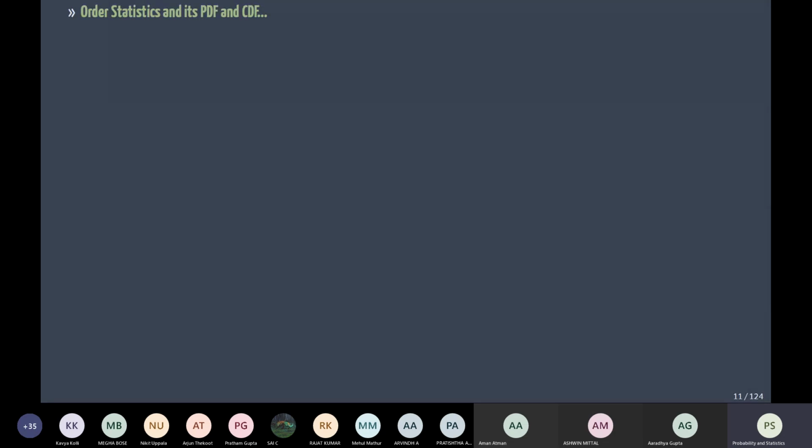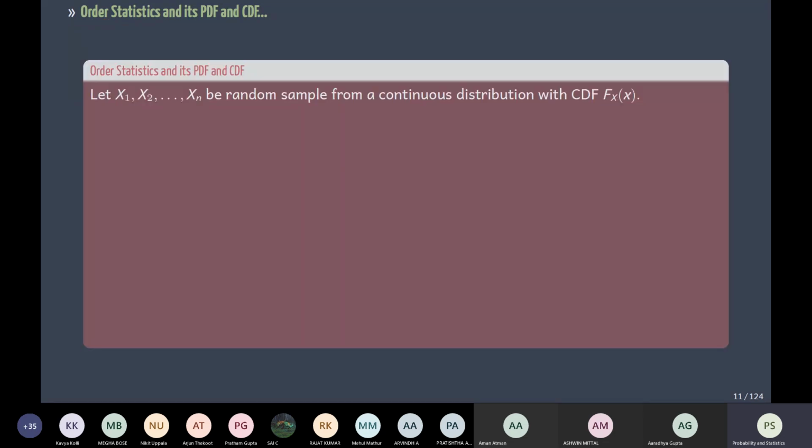Now I introduce something called order statistics, and its PDF and CDF. By order, you can guess it's about ordering, right? So can we order the samples? If that is the case, what will be the PDF of the minimum, maximum, intermediate ones, and so on? Okay, so let me define it.